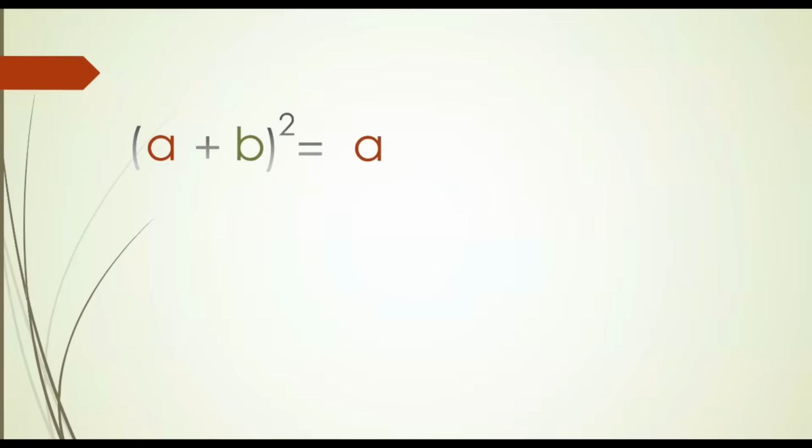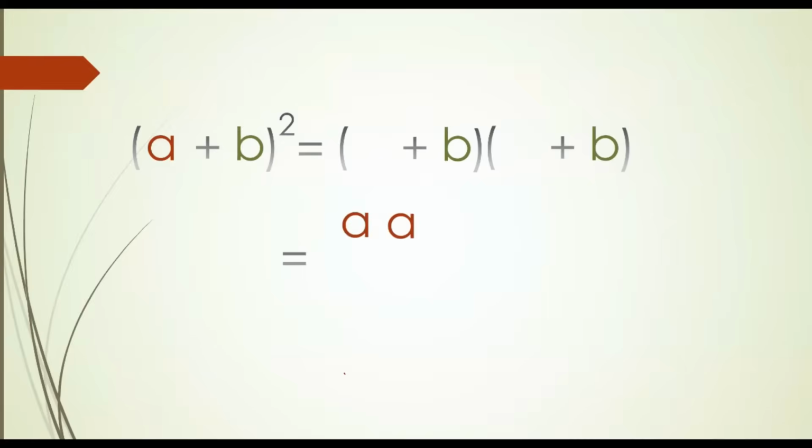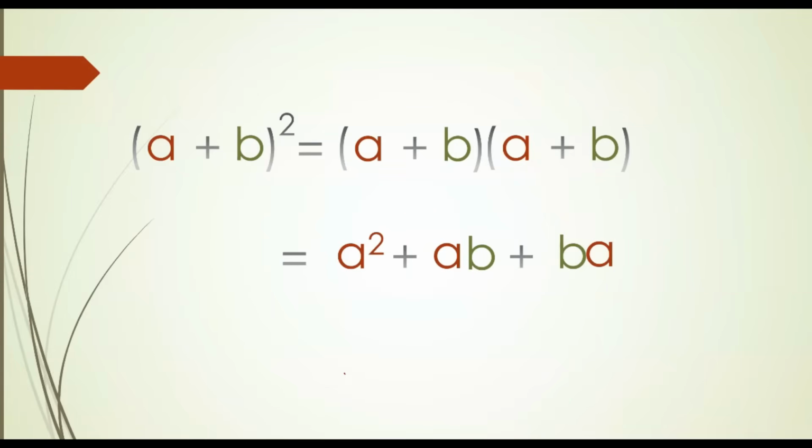Now what is a plus b whole square, which is a plus b multiplied by a plus b, as I just explained. Now you need to multiply a and a, which will give you a square. A times a is a square. And then a times b is ab, which is a is plus and b is plus, therefore plus ab. And then b times a is plus ba, there is a plus before b and plus before a, therefore plus ba. And then plus b times plus b is plus b square.